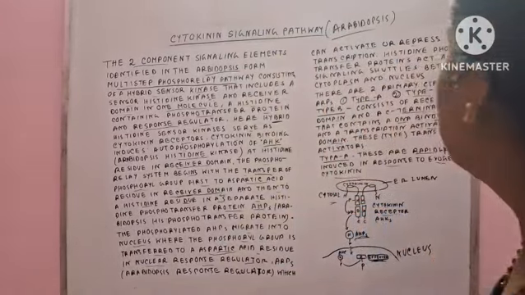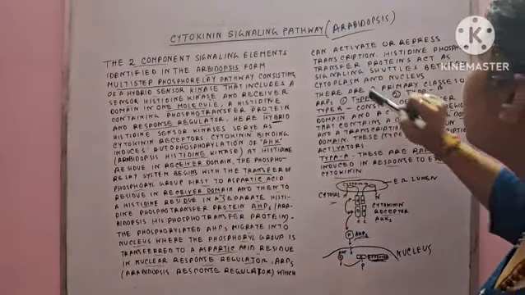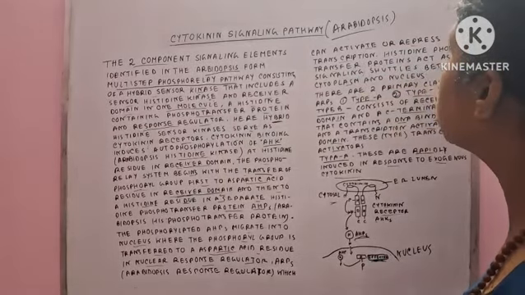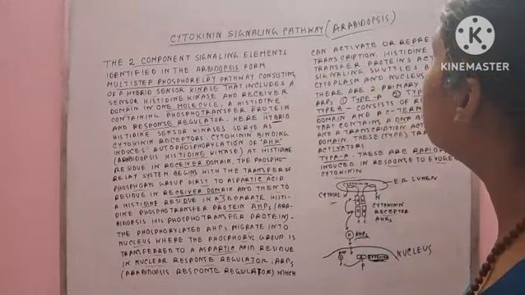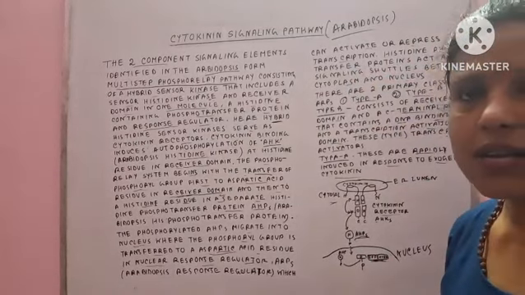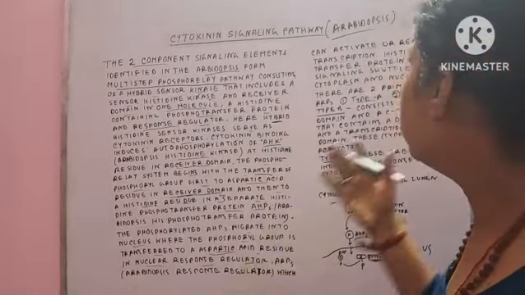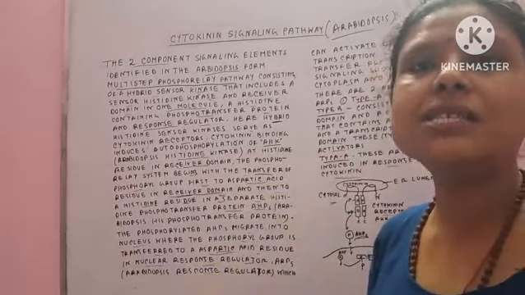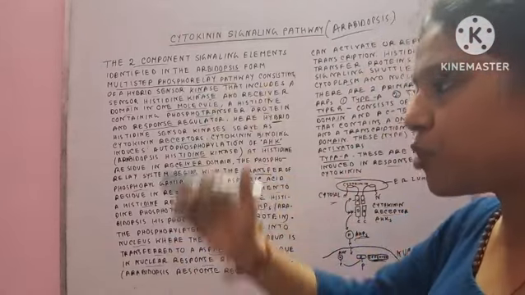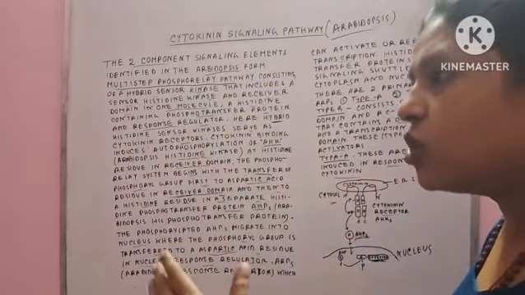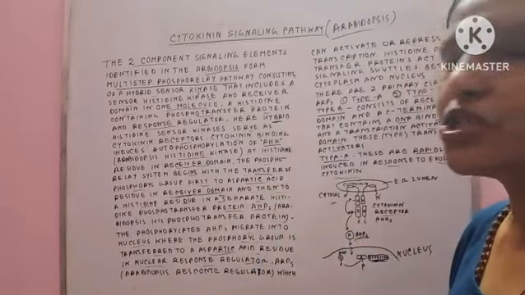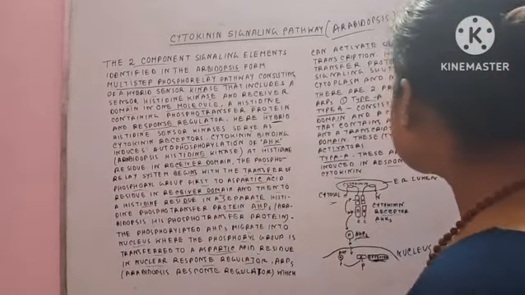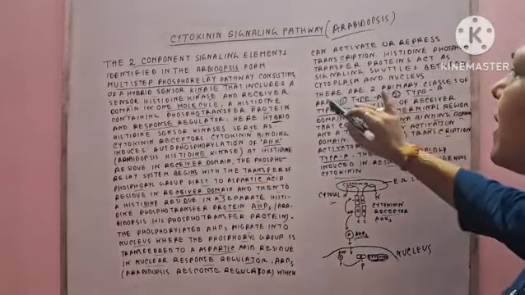Now, histidine phosphotransfer proteins act as signaling shuttles between the cytoplasm and the nucleus. So its role is to act as the shuttle between the nucleus and the cytoplasm. That means the process is not only occurring in the cytoplasm, it makes a relationship between the cytoplasm and the nucleus. Clear?